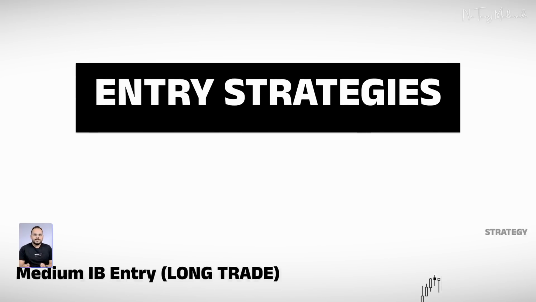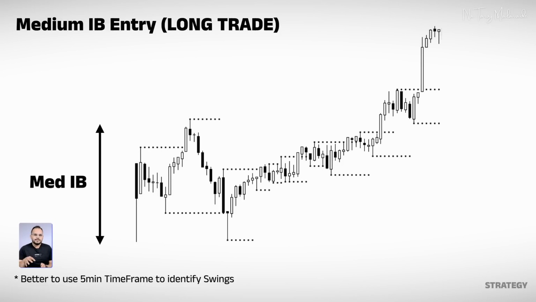First off, identifying the current market trend is absolutely crucial. Once we determine the medium IB range, simply put, if the market is making higher highs and higher lows, we can consider this as a positive uptrend. And similarly, if the market is making lower lows and lower highs, we can interpret it as a downward trend.